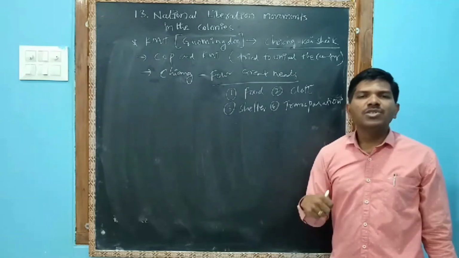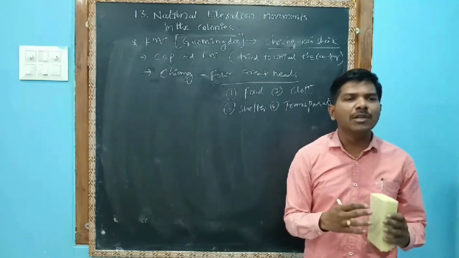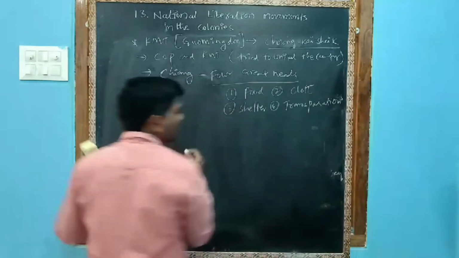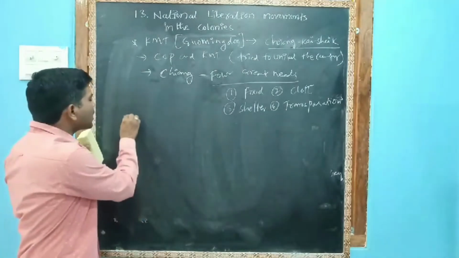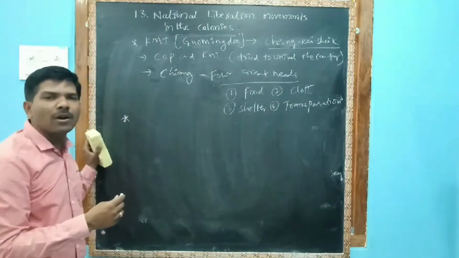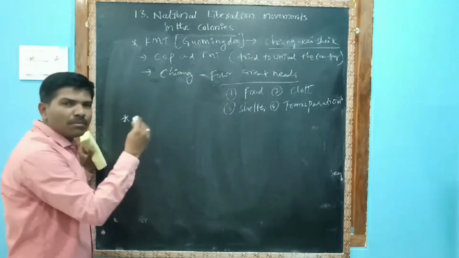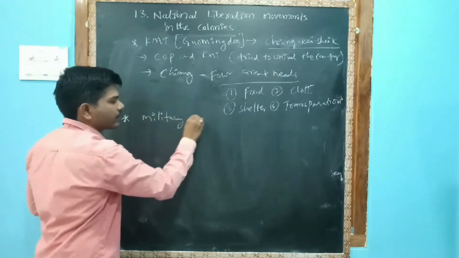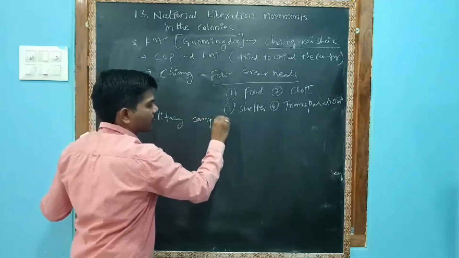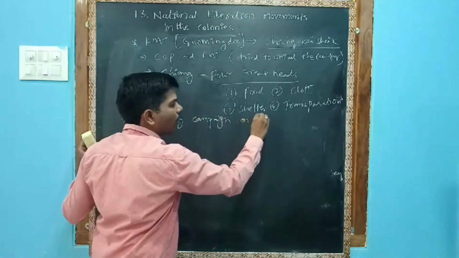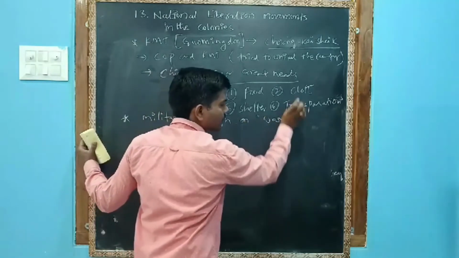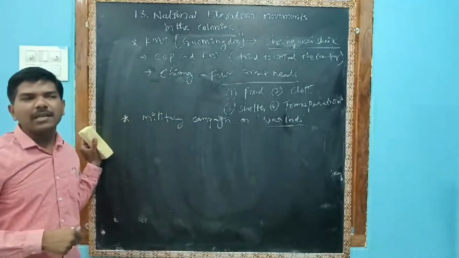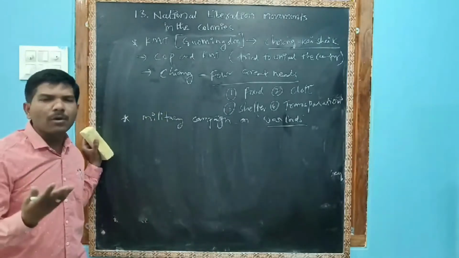And Chiang Kai-shek was a leader who launched a military campaign on the warlords. I told you that China was under the control of the military, under the control of warlords. He started a military campaign on the warlords.